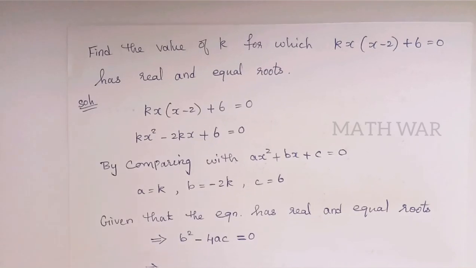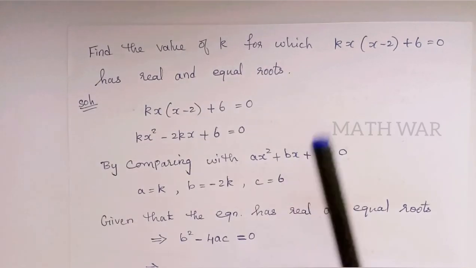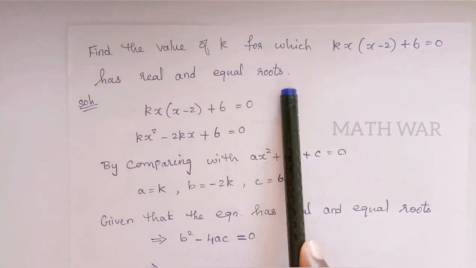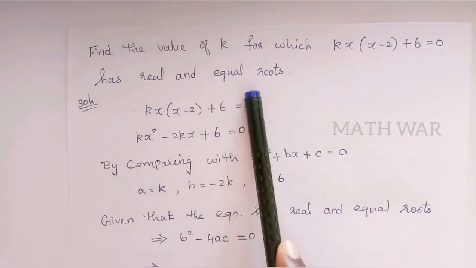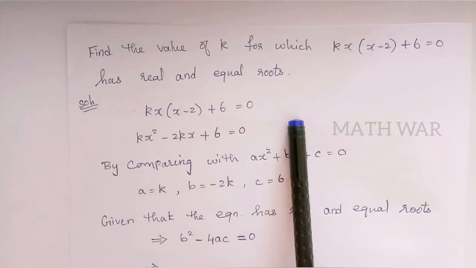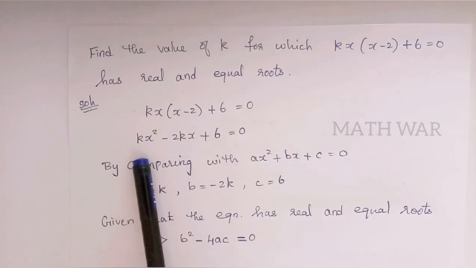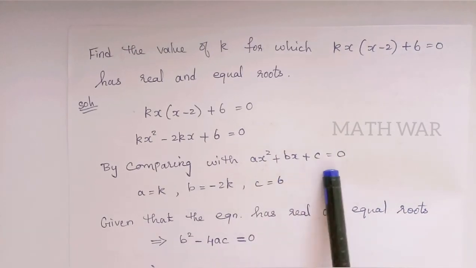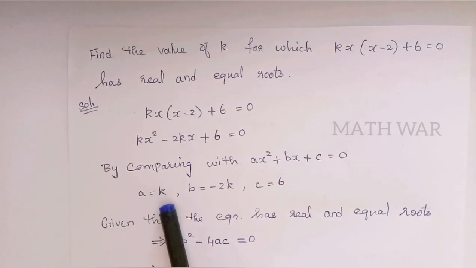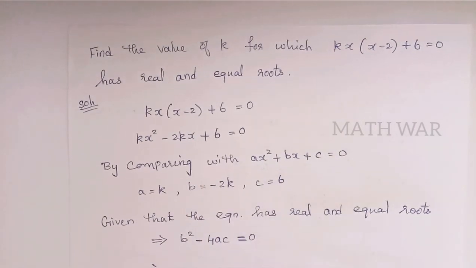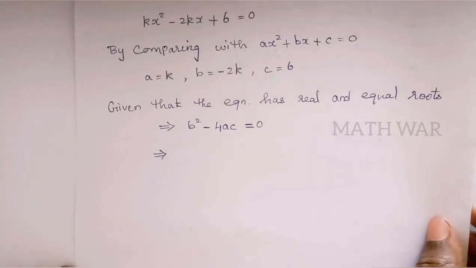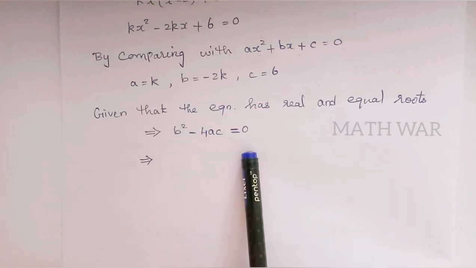Next example, find the value of k for which kx into x minus 2 plus 6 equal to 0 has real and equal roots. This equation has real and equal roots, it is given. First we will write the question and we can simplify it. Kx square minus 2kx plus 6 equal to 0. Compare it with ax square plus bx plus c equal to 0. We will get a equal to k, b equal to minus 2k and c equal to 6. It is given that the equation has real and equal roots. So, b square minus 4ac value is equal to 0.